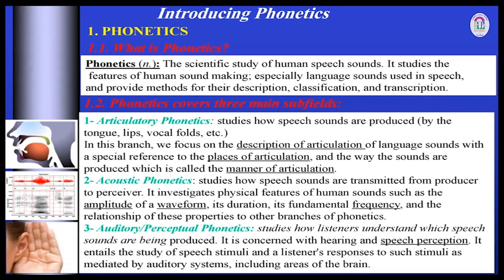It consists of three subdisciplines according to the production, transmission, and perception of sounds. For the production we refer to articulatory phonetics. In this branch, a phonetician aims at describing the production of speech sounds by speech organs. We can say speech organs or articulators. These articulators are the tongue, teeth, nose, lips, etc.